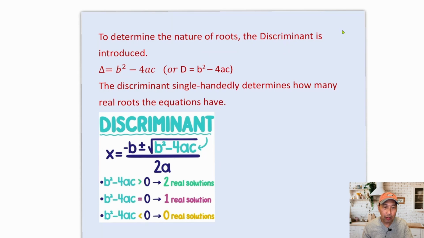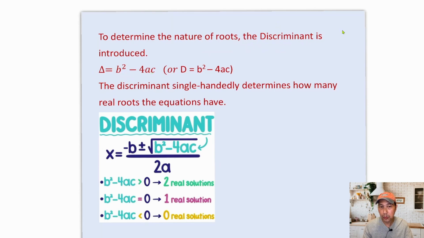Now we recall the quadratic formula is negative b plus or minus root b squared minus 4ac over 2a. You see that the number inside the square root is b squared minus 4ac. This guy determines the nature of roots. So we define a new term. The discriminant of quadratic equations is defined by b squared minus 4ac.